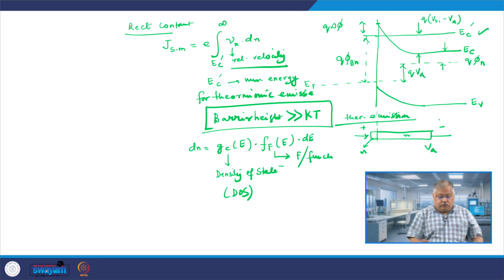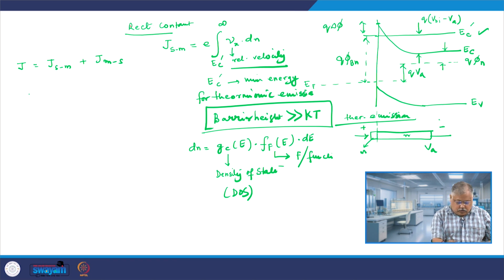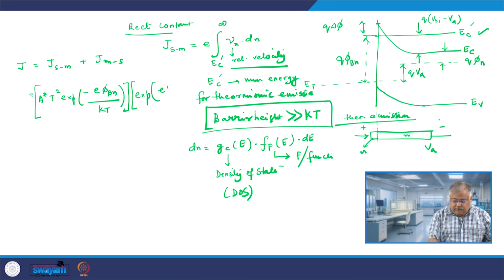So, I can write down J. You see there will be current both from metal to semiconductor and semiconductor to metal, and therefore the total current can be written as J S to M plus J M to S. If you solve this, it comes out to be a temperature dependent function: exponential of minus q phi B n divided by kT, the barrier height, multiplied by exponential of qVA by kT minus 1.